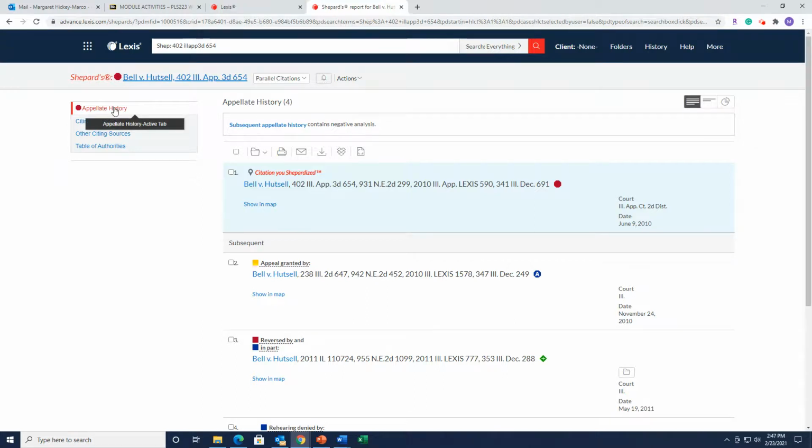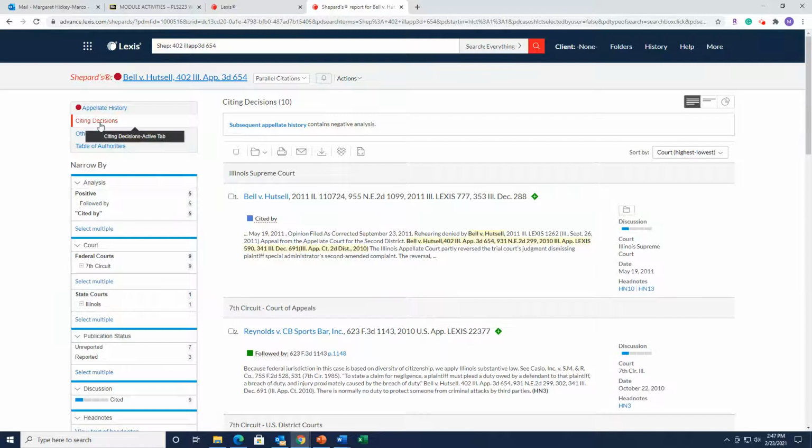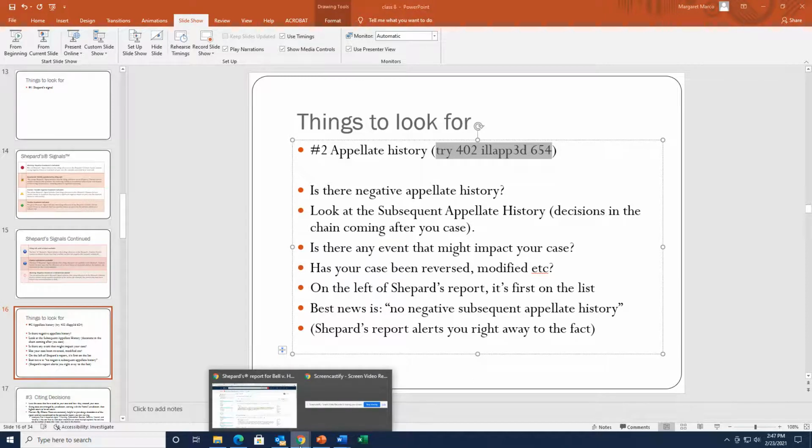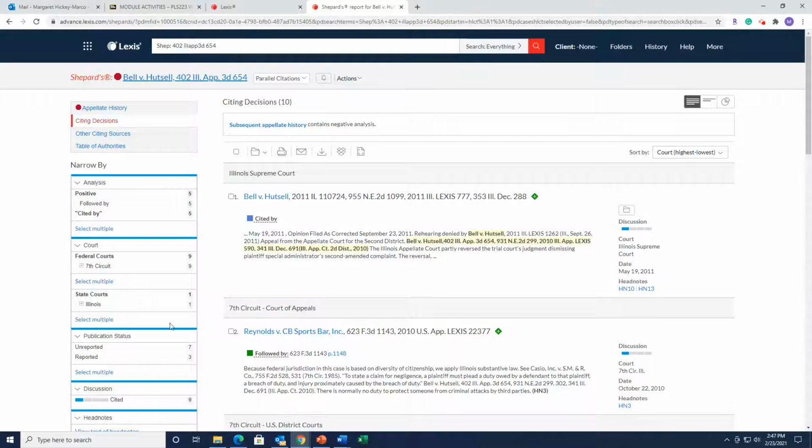So that's kind of like the negative direct history that we remember in KeyCite, which I think is confusing, but this just tells me my appellate history. Citing decisions, these are cases that cite to it. Other citing sources and table of authorities. It's going to be the first of the list. So our best news would be no negative subsequent appellate history, which in Pell, we don't have that.